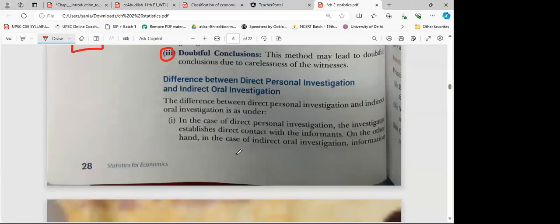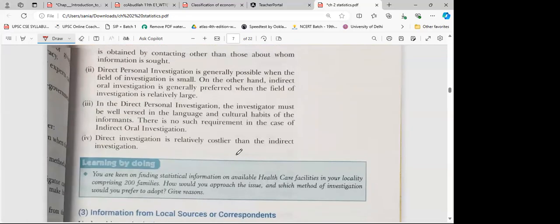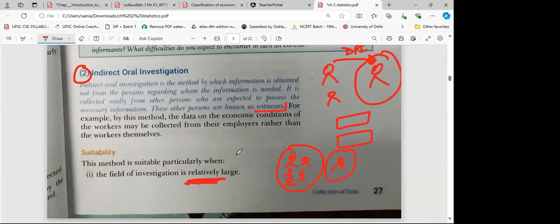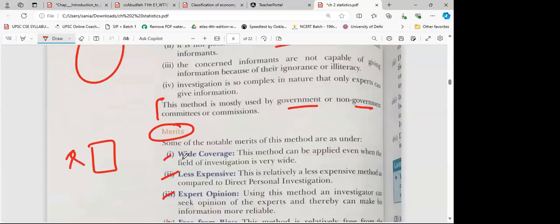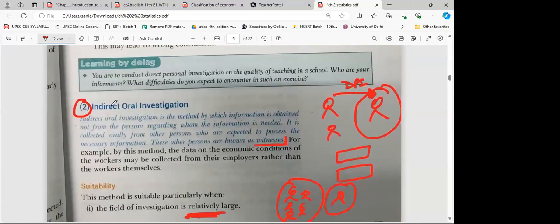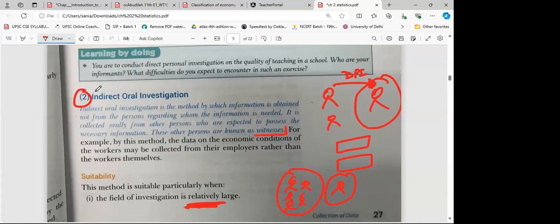So we will quickly write this down. Till here only you will write, and then suitability, then the merits, only the highlighted part. Okay, ma'am. And ma'am, this indirect oral investigation, from where to where? You have to write it till here. Okay, ma'am.